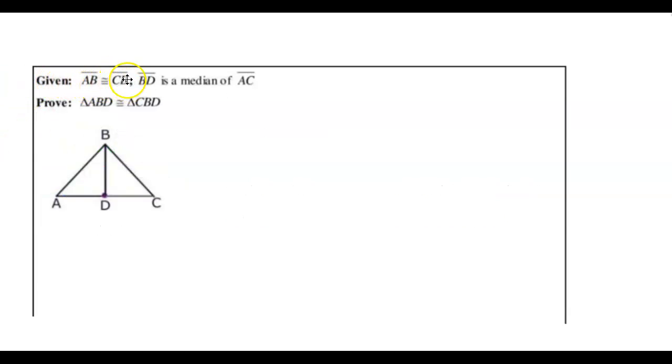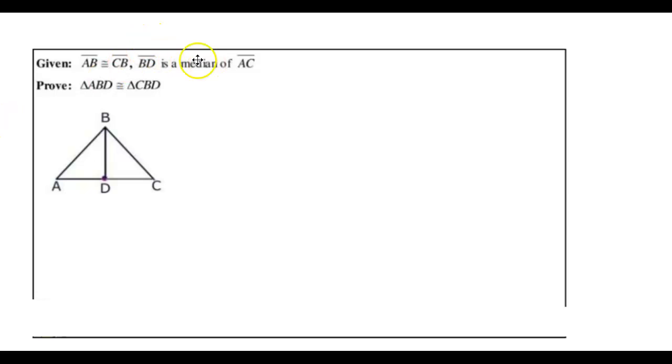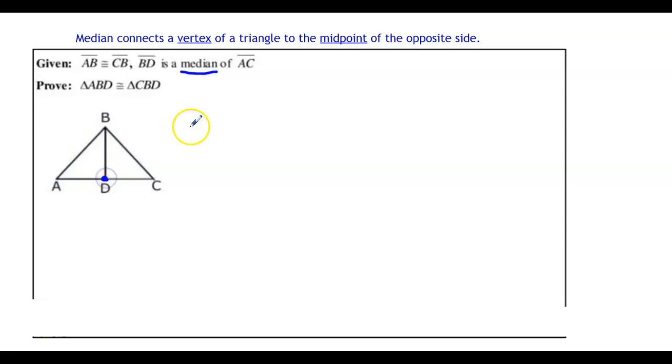We have AB and CB are congruent to each other, and also that BD is a median of AC. Now, you need to remember the definitions that you've learned before, and median is one of them. You need to know that a median connects a vertex of a triangle to the midpoint of the opposite side. So where it says BD is a median of AC, that indicates to me that D is going to be the midpoint of AC.